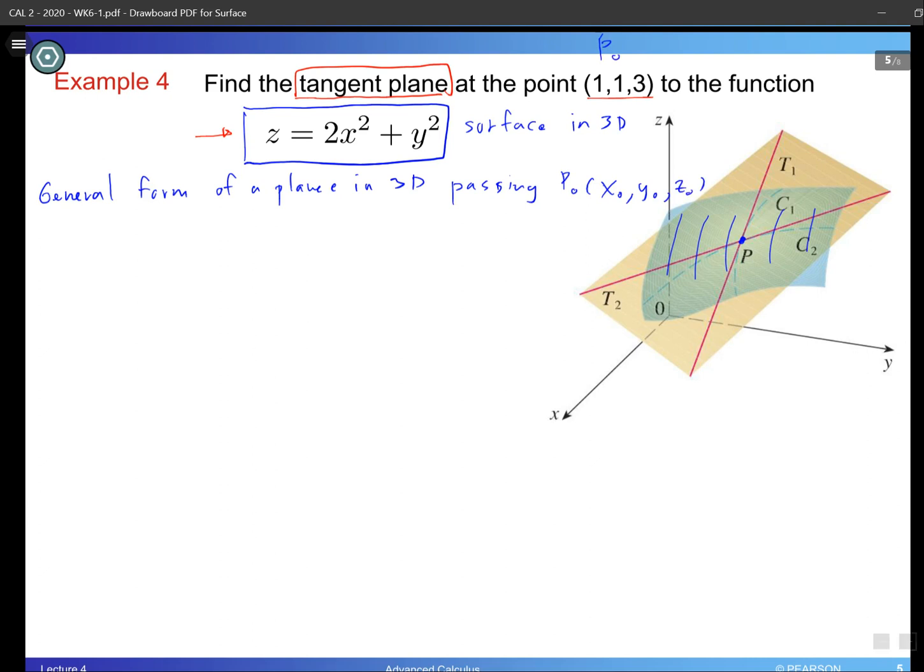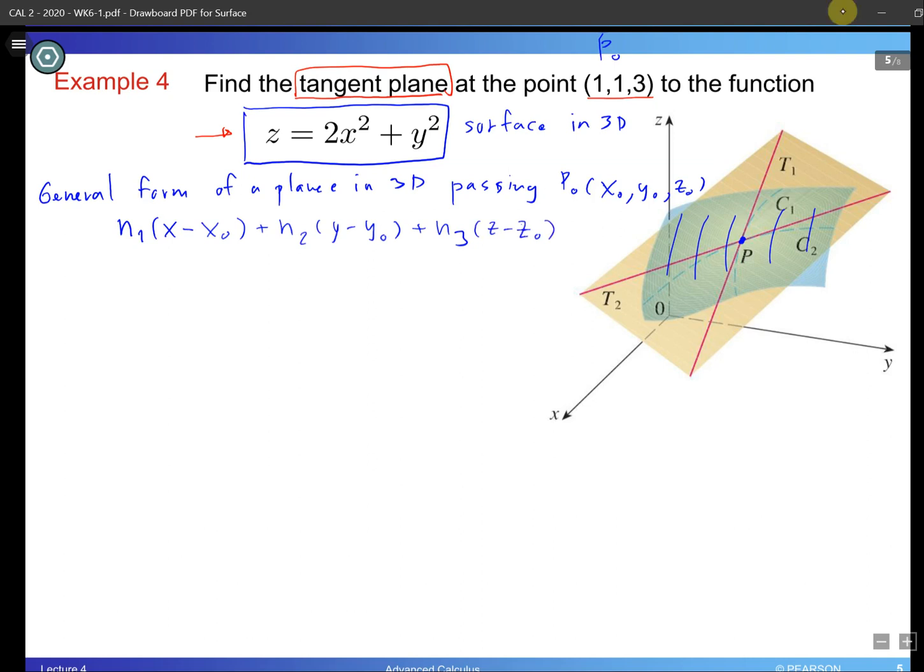Now, with this general form, you are going to see this. It's going to have this form: 0 equals n1 times x minus x0, plus n2 times y minus y0, plus n3 times z minus z0.